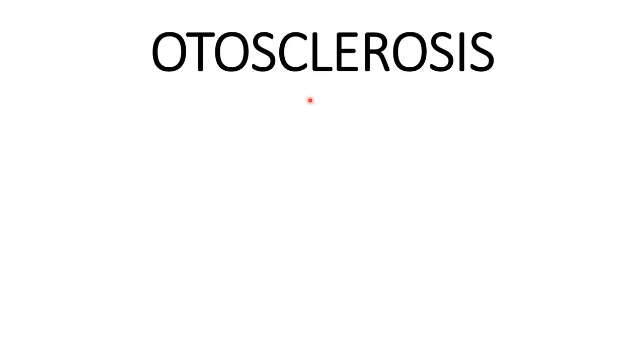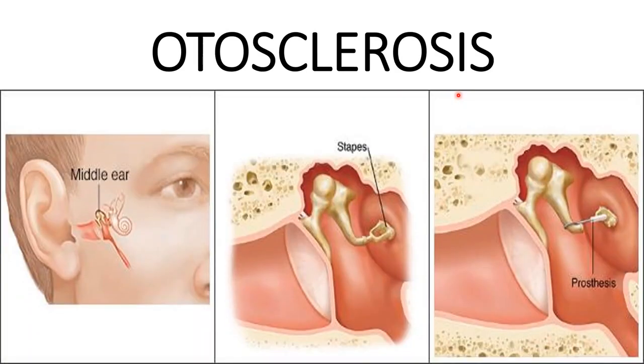What is otosclerosis? You just need to know what otosclerosis is, because it's not much important. Otosclerosis is where there will be degeneration of your bones. That is an inherited disorder that causes hearing loss due to the ear's inability to amplify the sound.